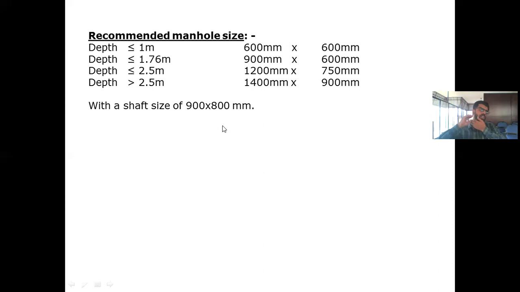I will show you that. Size of 900 into 800 mm. These are the normal sizes depending upon the depth. As the depth increases, the size of the manhole also has to be increased, because the people have to inspect there and they have to reach down. So according to the depth, the size of the manholes also will increase.